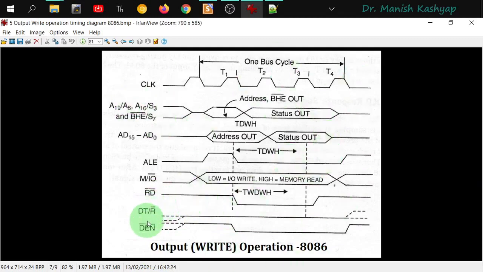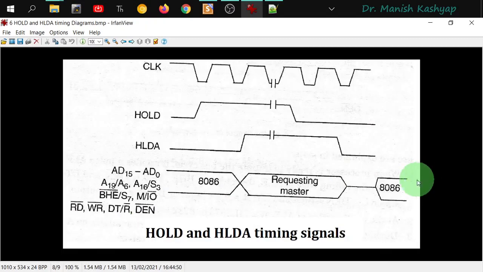The only point of difference will be in place of this read bar signal, you need to have this write bar signal, right? So this read bar signal is lowered. That means it has been activated here, but actually you need to have a write bar signal there in place of that, right? So after that, you have got this hold and HLDA timing signal.